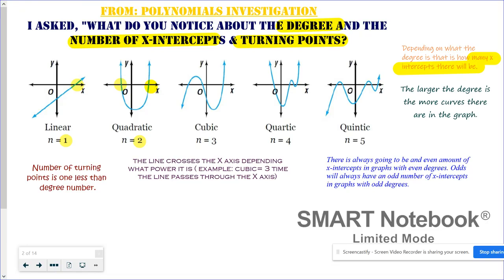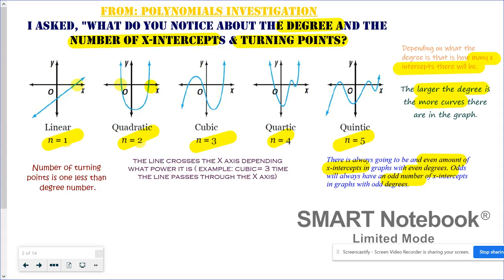Another one of you said the larger the degree, the more curves are in the graph. And I'd have to agree, that is definitely happening the larger the degree gets. There is always going to be an even number of x-intercepts in the graphs with even degrees. Odds will always have an odd number of x-intercepts. So check that out, our odd degrees are linear, cubic, and quartic. And our quadratics and quartics, both of their graphs are showing 4. So that was an interesting observation.